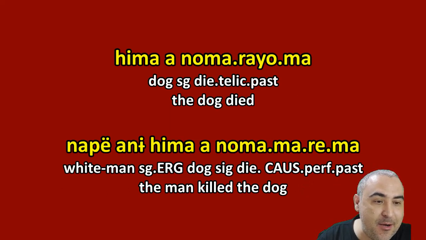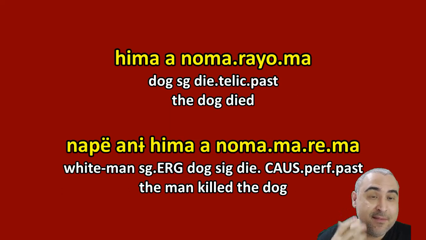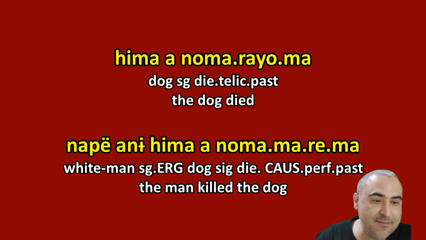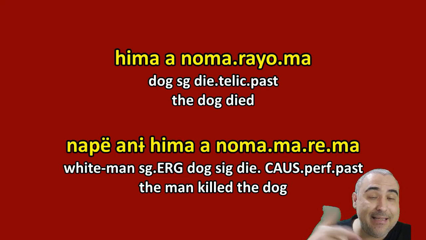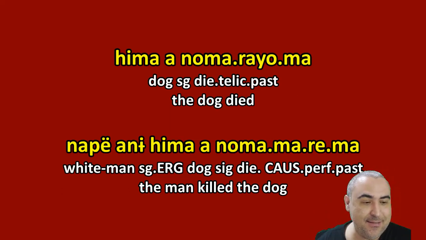Nape ani hima o nomamarema. The white man, napa, ane indicates third person subject, and ne indicates the ergative subject, the agent of the action. Hima, the dog, one dog, means singular, nomamarema. So in that case, he made the dog die. So he killed the dog, right?